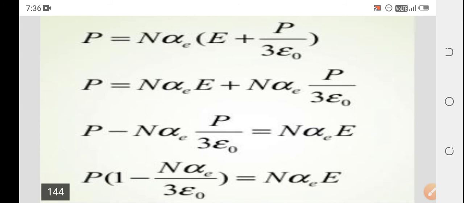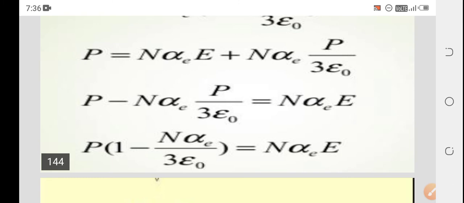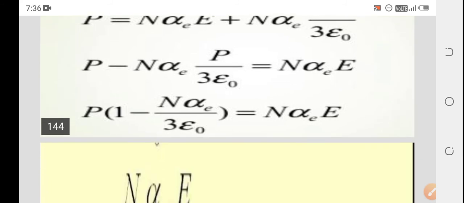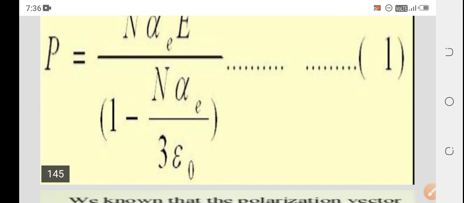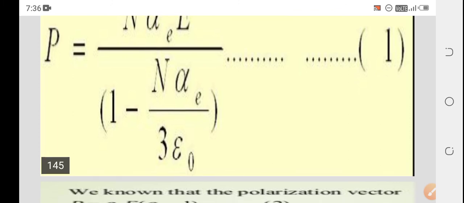So n alpha E plus n alpha E P by 3 epsilon naught. Then simplification: n alpha E equal to P minus n alpha E P by 3 epsilon naught. Taking the common, P of 1 minus n alpha E by 3 epsilon naught equal to n alpha E. P equal to n alpha E by 1 minus n alpha E by 3 epsilon naught. This is equation 1.